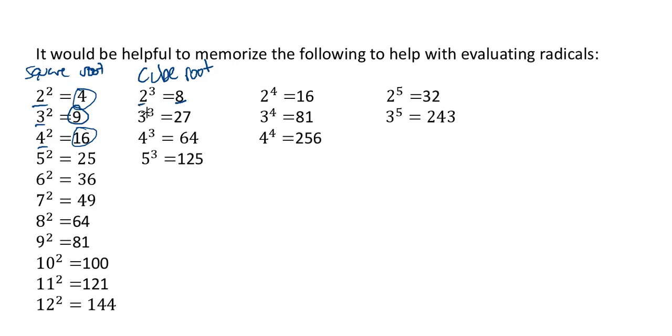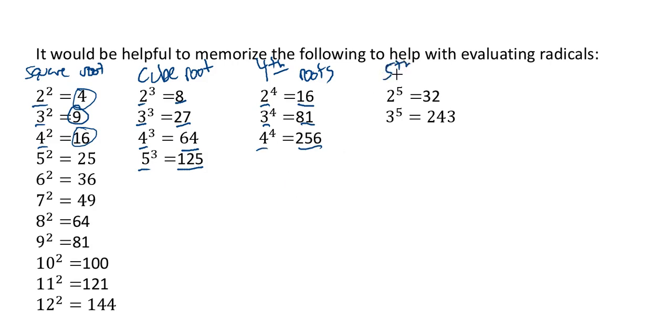The cube root of 8 is 2. The cube root of 27 is 3. The cube root of 64 is 4. The cube root of 125 is 5. Just memorize those. For fourth roots, we have a smaller list of numbers here. The fourth root of 16 is 2. The fourth root of 81 is 3. The fourth root of 256 is 4.